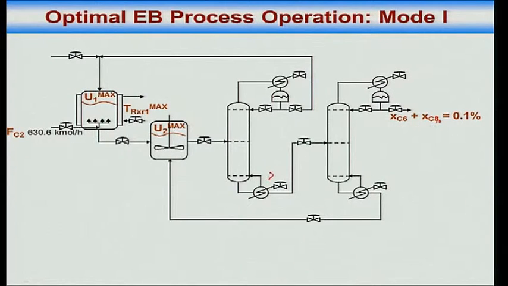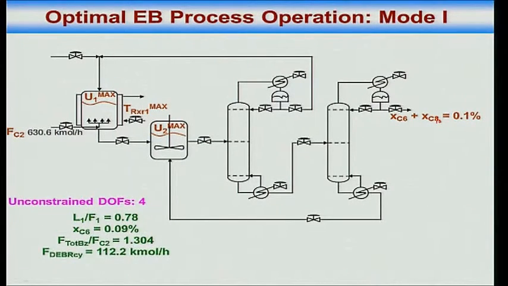Now that we have this, how many degrees of freedom are left? How many things are specified? Feed is specified: 1, 2, 3, 4. 4 plus 1, 5 things are specified. How many unconstrained degrees of freedom? 4. At the optimum, it turns out that the reflux to feed ratio for column 1 should be 0.78.